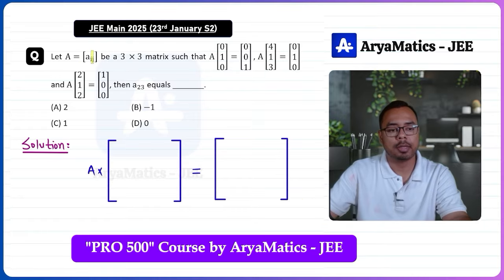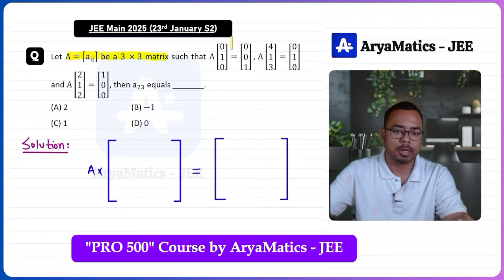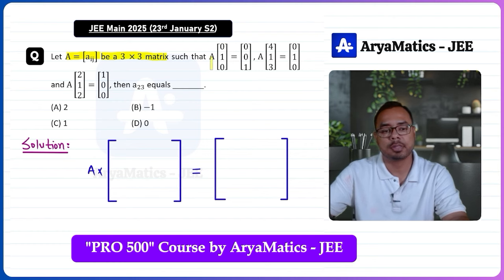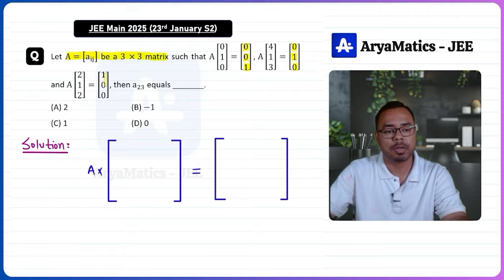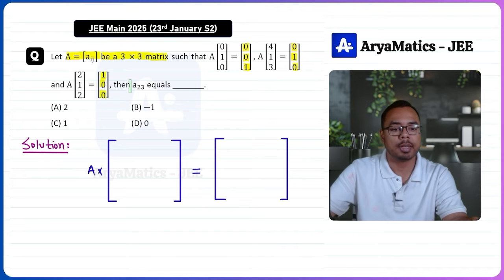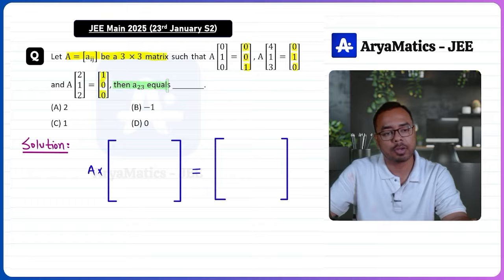Let capital A represent a 3 cross 3 matrix such that it satisfies these three equations. A into this column vector 0 1 0, this is 0 0 1. Similarly, A into another column vector, this is 0 1 0. And finally, A into this column matrix 2 1 2, this is 1 0 0. Then we have to find the element of second row, third column for this matrix A.